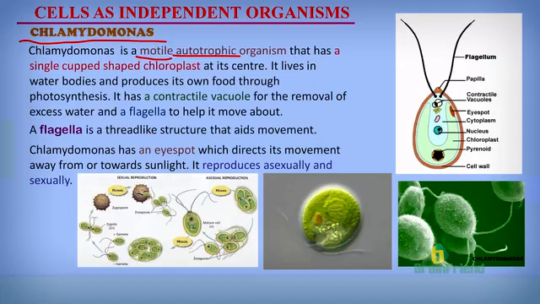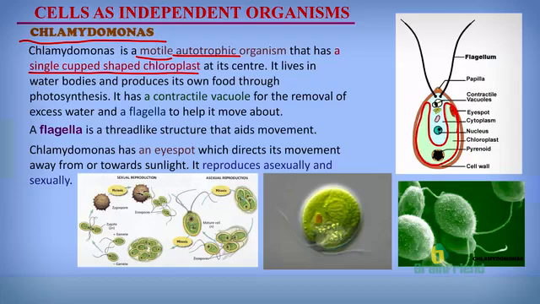The Chlamydomonas has a single cup-shaped chloroplast in its body, and this chloroplast is found at the center of its body. This is the chloroplast. We say it is cup-shaped. It has the shape of a cup. The shape of the Chlamydomonas itself is like a circle, though it is ovoid. Chlamydomonas live in water bodies as well. It produces its food through photosynthesis. Of course, that is why it is autotrophic.